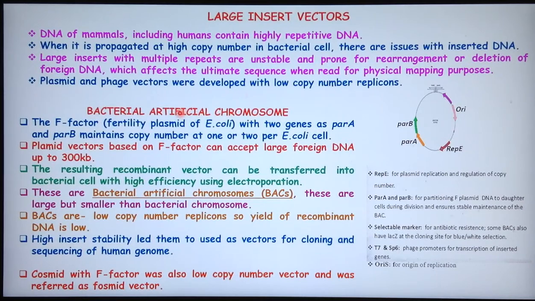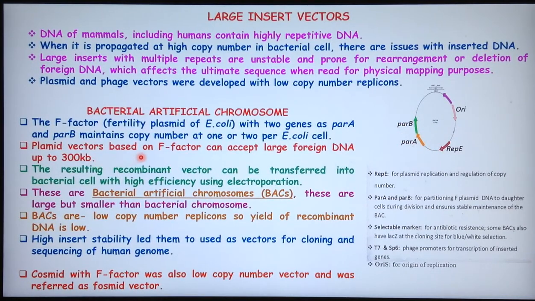One of the important vectors useful in human genome sequencing was the bacterial artificial chromosome, in short referred to as BAC. The F vector, which is the fertility plasmid of E. coli with two genes, PAR A and PAR B, maintains a copy number of 1 or 2 per E. coli cell. So we can call these the F vector, which maintains copy number very low.